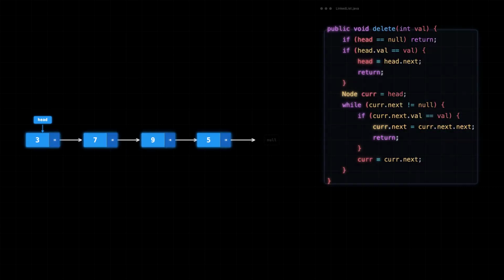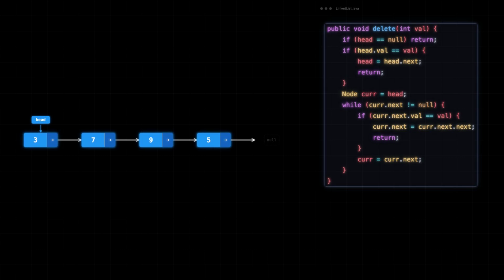Clean. So here's the full picture. Deleting the head is O of 1 fast, no walking needed. But deleting anything else means traversing the list, and that's O of n. The longer the list, the longer it takes.